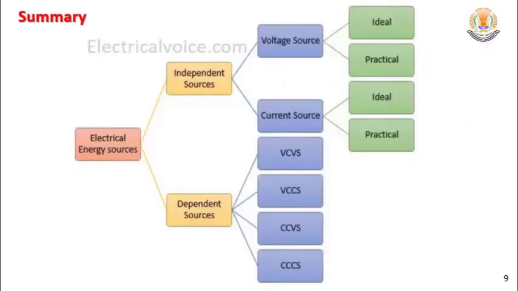In summary, electrical energy sources can be independent sources or dependent sources. Independent sources, like voltage sources and current sources, can be ideal or practical. Practical, you should have series resistance. Dependent sources, you have 4, as we agreed before: 2 voltage sources and 2 current sources, and each one can be controlled by voltage or current. Clear? It's coming when we come to problems.